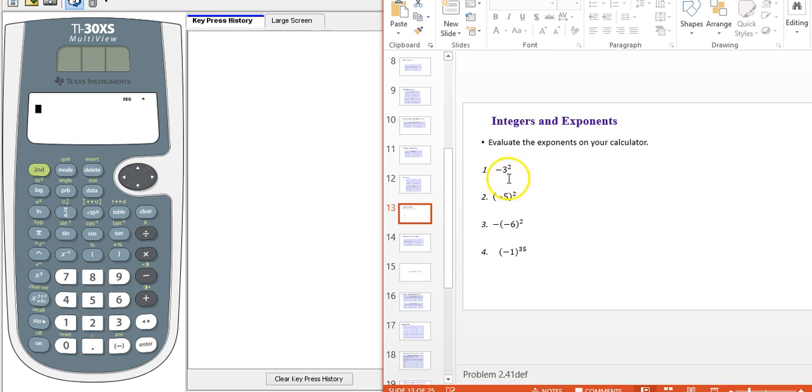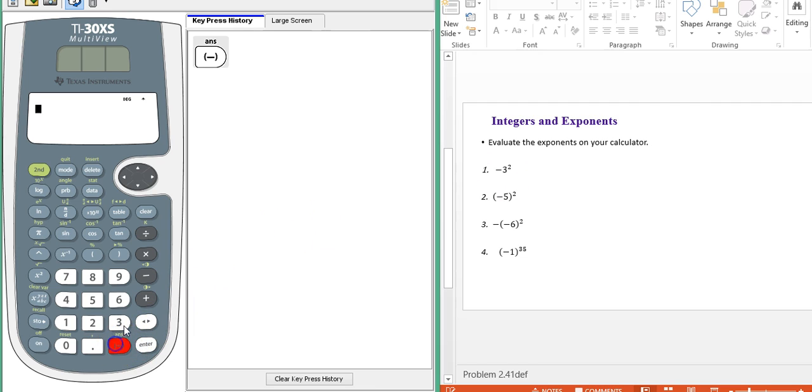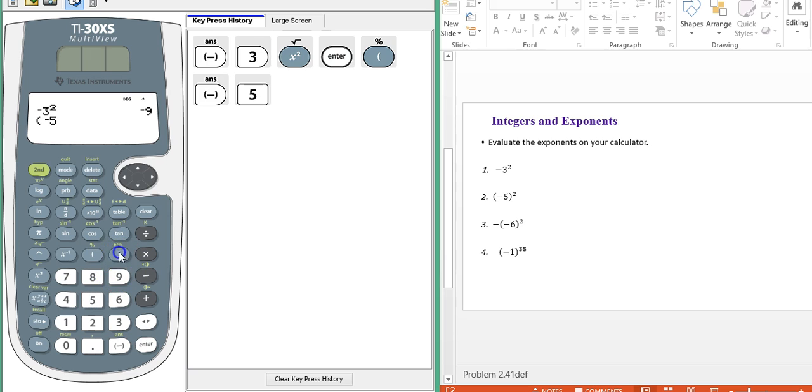Integers and exponents. We are going to do all of these because I want you to see the difference. So we learned in this lesson, first let's do negative 3 squared. Now this result is going to be negative. We could also think of this as the opposite of 3 squared, even though I said negative. Notice the 3 is not being squared in this case because it's not in parentheses. But in the next one, when the negative 5 is in parentheses and I square it, the result is positive.